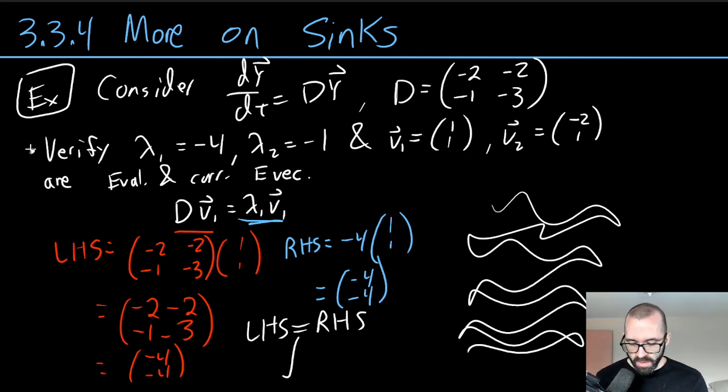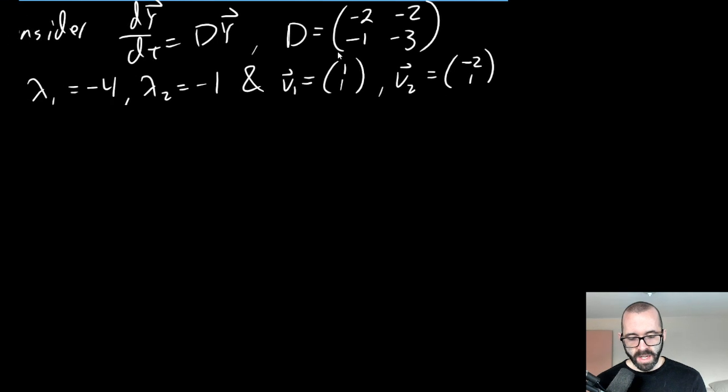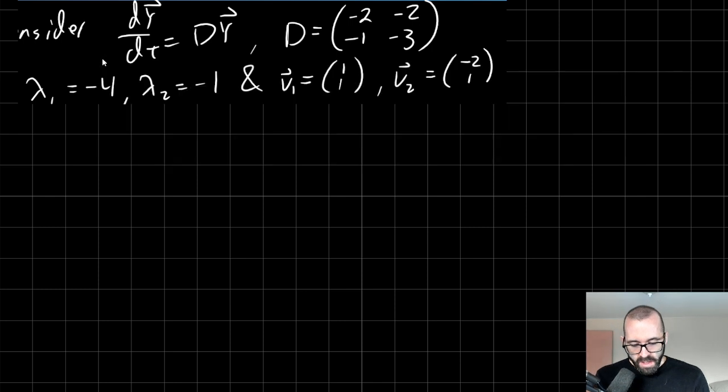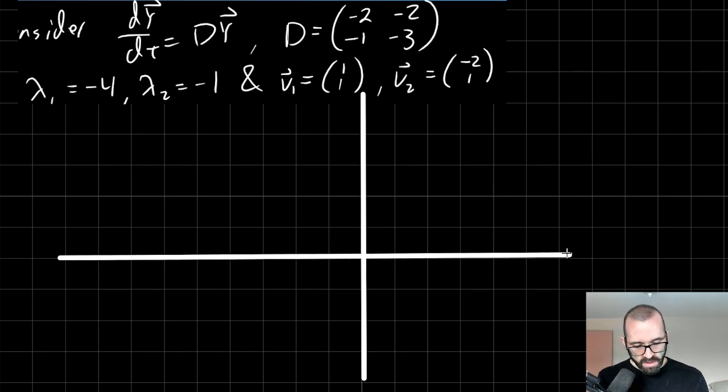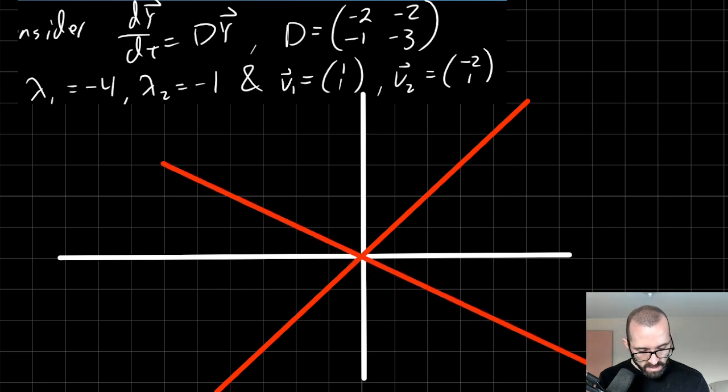So after that, we're going to take this information and make our own face plane, our face portrait, rather. So we know what straight line solutions we're going to have. We have two distinct real eigenvalues. And we know that we're going to have straight line solutions in the direction of (1, 1). That's the line y equals x. And also in the direction of (-2, 1). That's y equals -1/2 x.